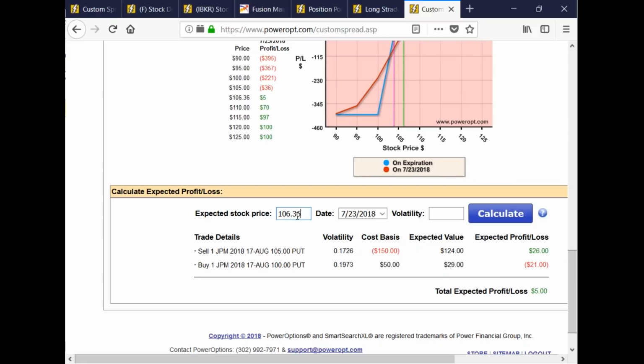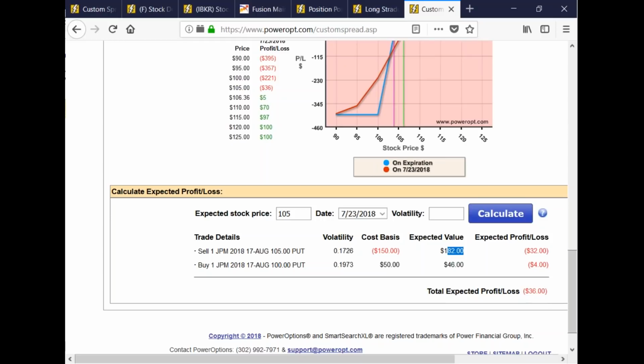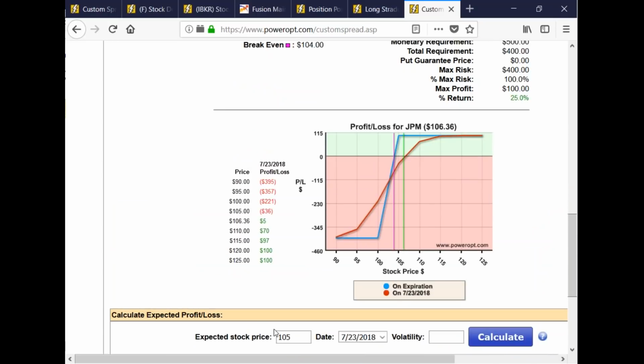Okay, so if it drops down to 105, pulls back to 105 a little bit, you're going to be potentially at a loss theoretically, depending on where the prices are. I'd say you'd need it to go to 108 by the 23rd, which is only 1 week away, and you said 2 weeks, so we might want to go further out.